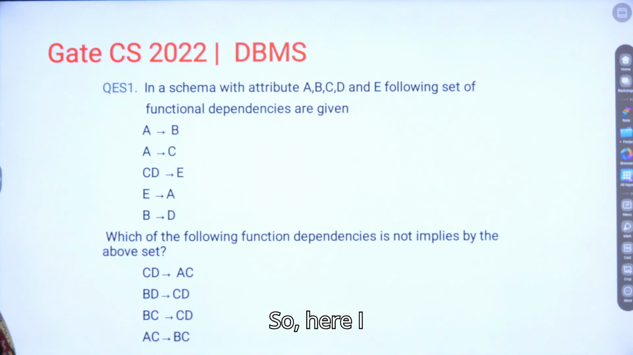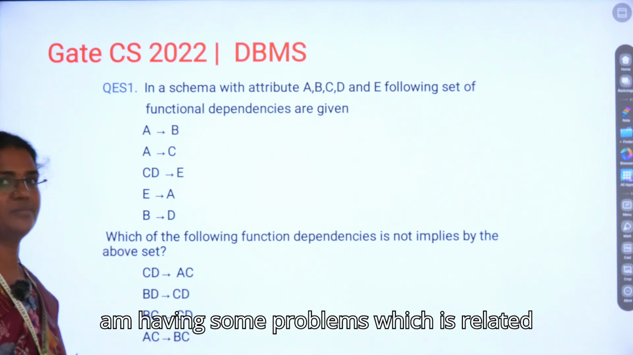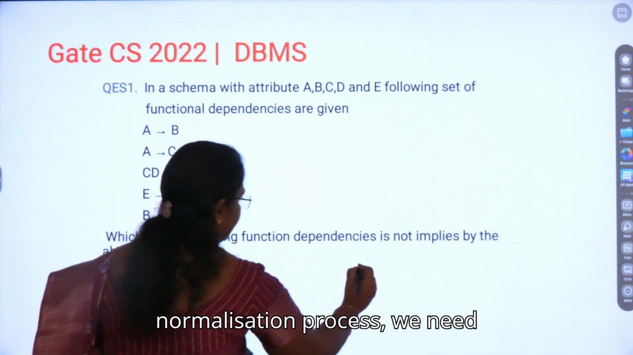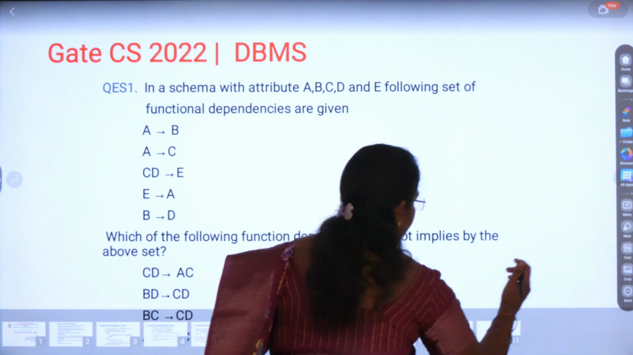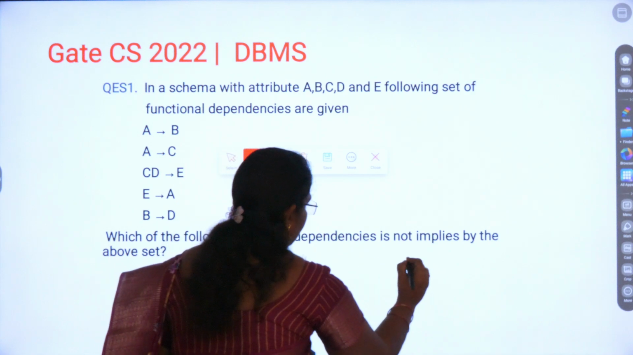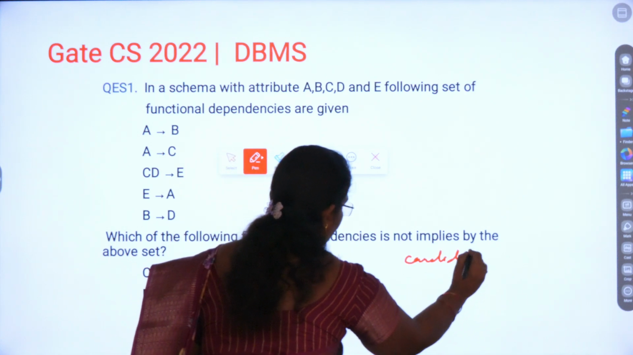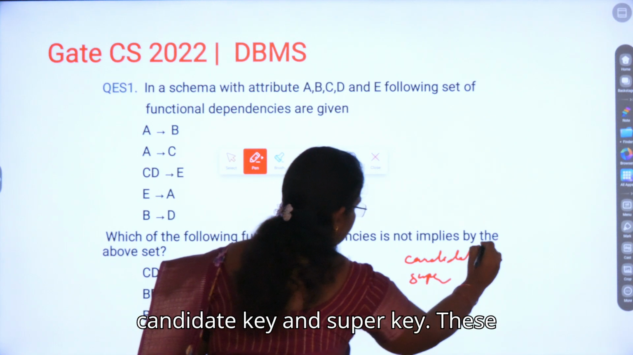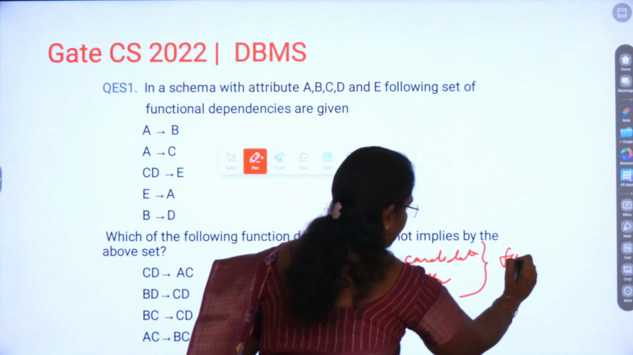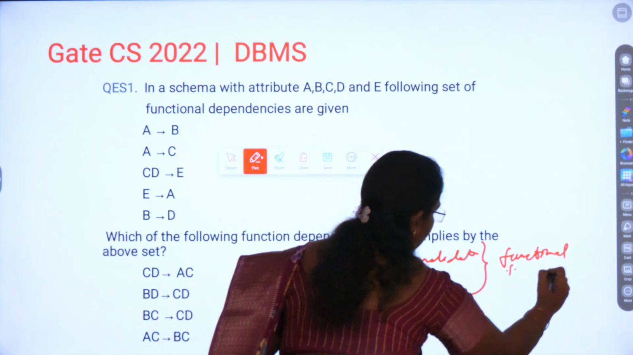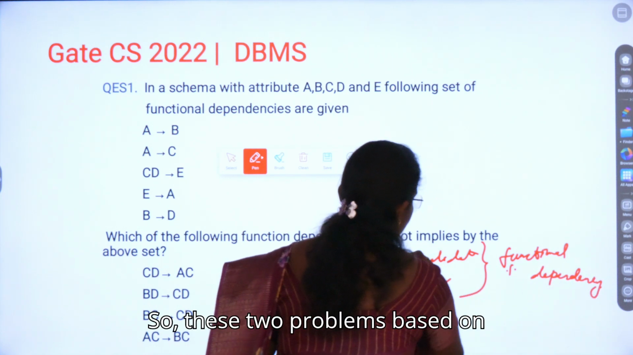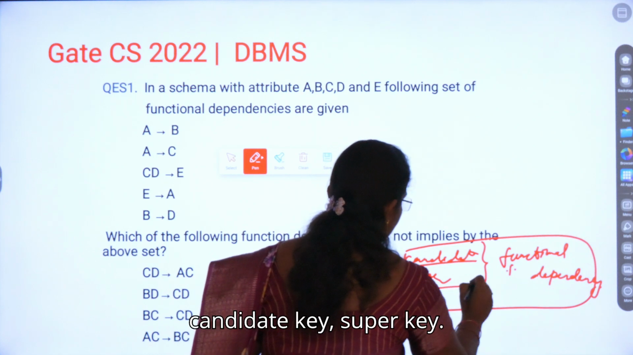So here I have some problems related to functional dependency. For the normalization process, we need the candidate key and the super key. These two keys are determined by functional dependency. So these two problems are based on candidate key and super key.